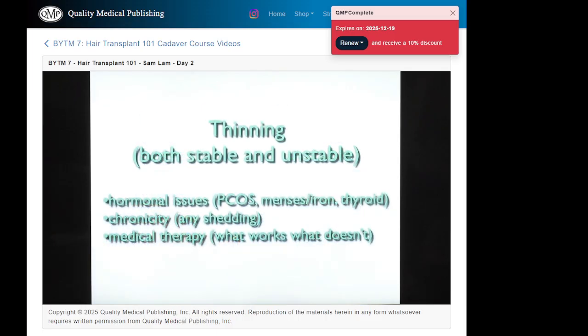So thinning, again, I divided stable and unstable. Are there hormonal issues, PCOS, polycystic ovarian syndrome? Is there other things that are causing things? And the chronicity, if it's slow thinning, then I feel much more comfortable. And then what medical therapy would work for that? We're going to talk about that.